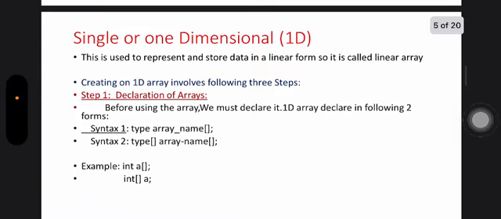A single or one dimensional array is called a 1D array. This 1D array represents data stored in linear form, so it is also called a linear array. Its creation has a 3-step declaration of array. First step is to declare the array. The syntax is type[] arrayName, for example like that.